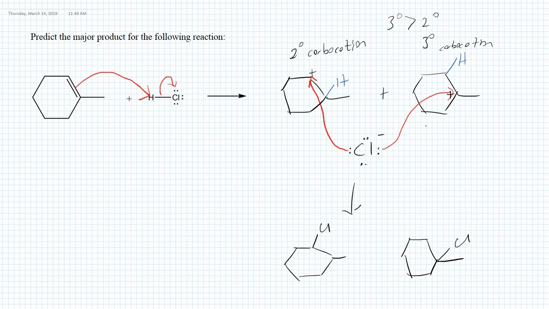So the major product will be based on the more stable carbocation. So this molecule is going to be our major product. Let's write here: this will be the major product and this will be the minor product.